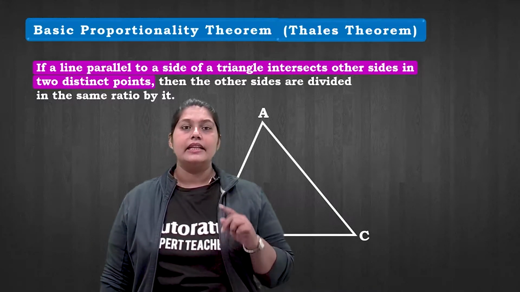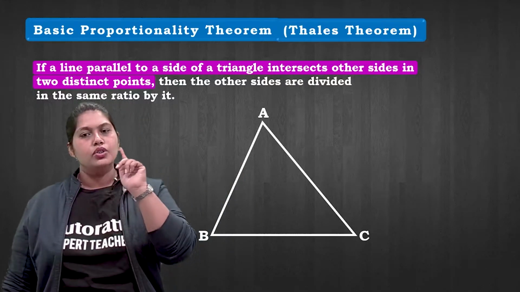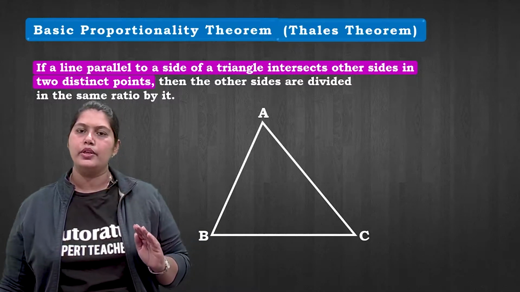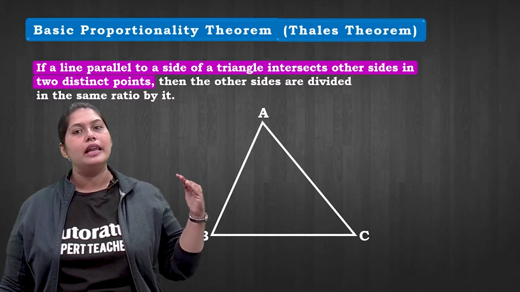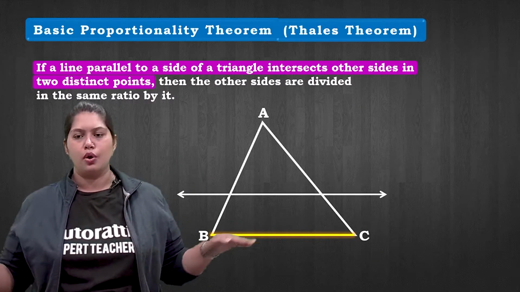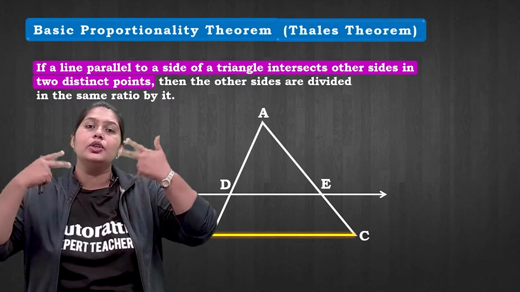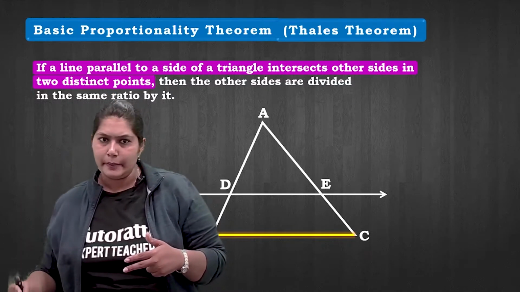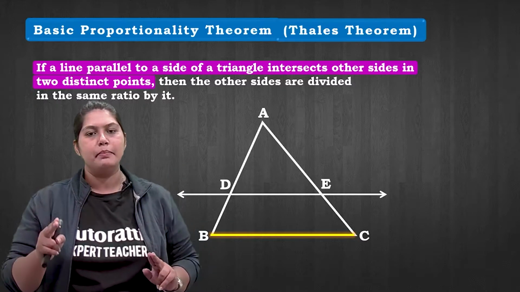Now it says that if a line is parallel to a side of a triangle, we can pick any side of the triangle. In this diagram, I'm going to pick side BC as my main side. So I'm going to draw a line which is parallel to my side BC. So here I draw a line, right? And it is going to intersect my other two sides apart from BC. So that is side AB and side AC, isn't it? So the intersecting points are point D and point E.